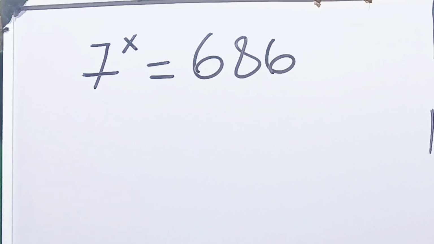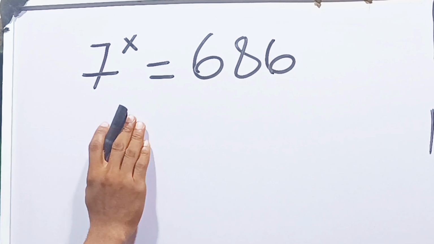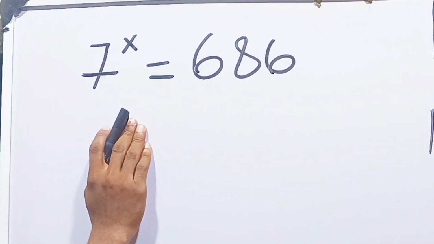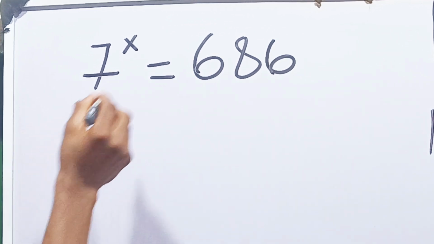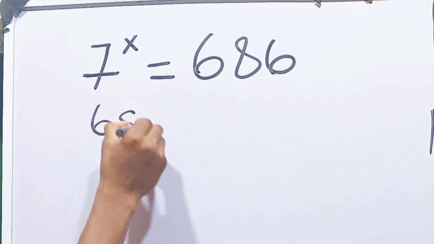Let's solve this together. It says 7 raised to the power x is equal to 686. We're required to solve for the value of x in this question. Okay, let's do that quickly now. And the first thing we can do here is to write out the multiples of 686.